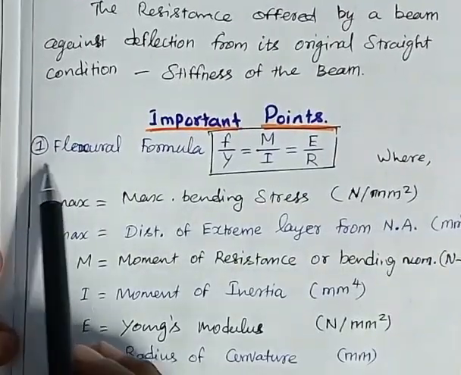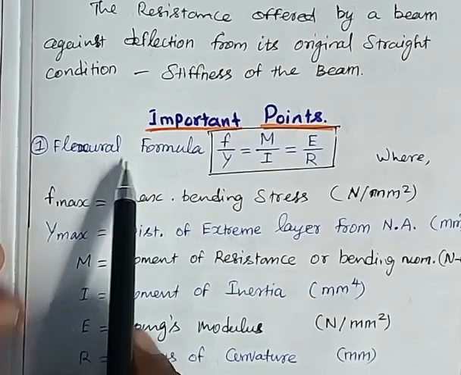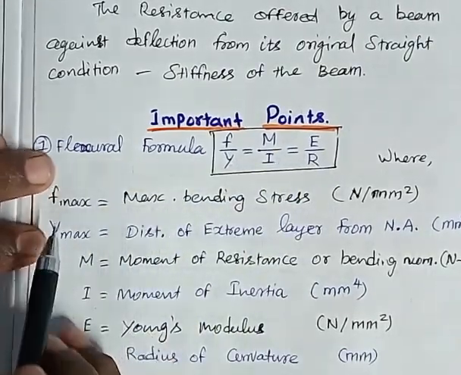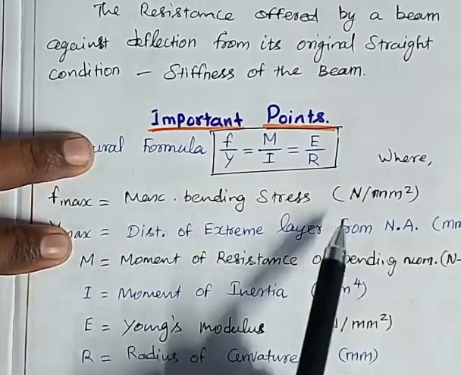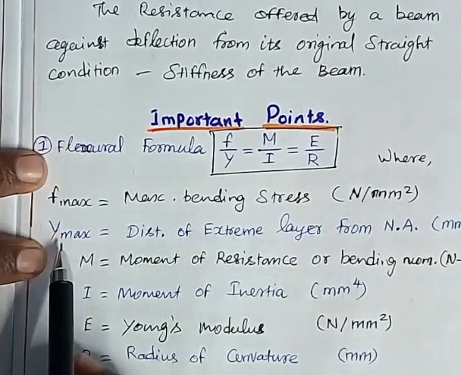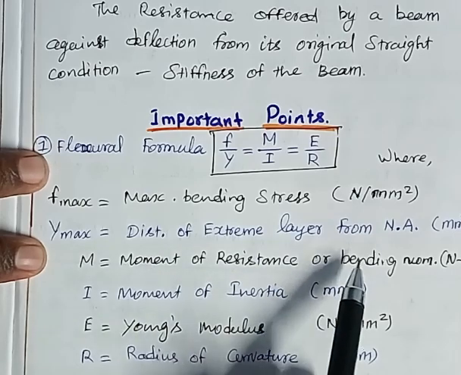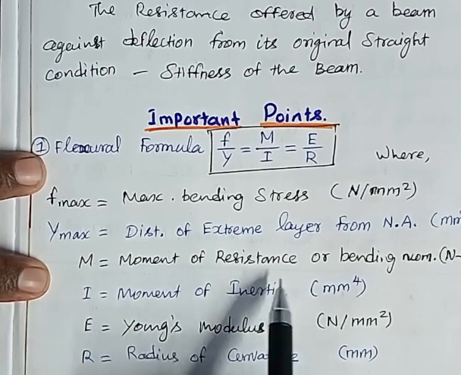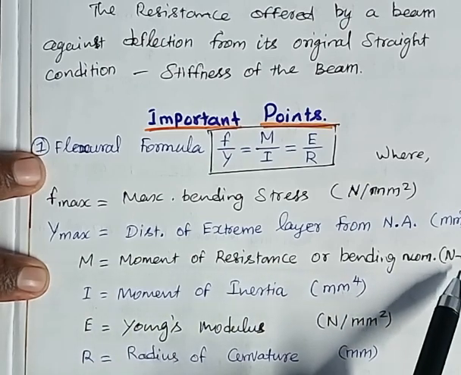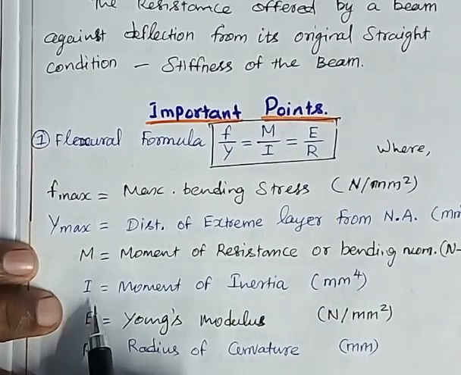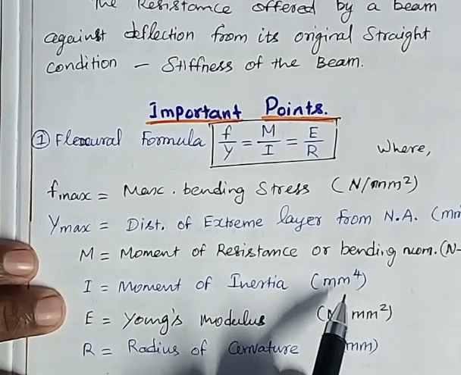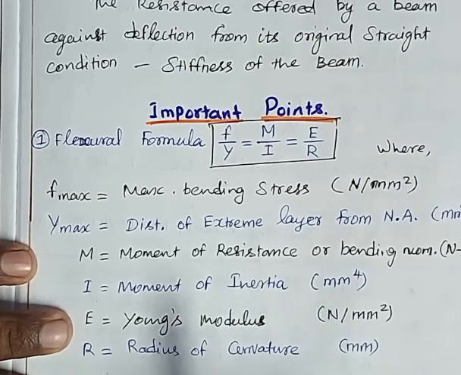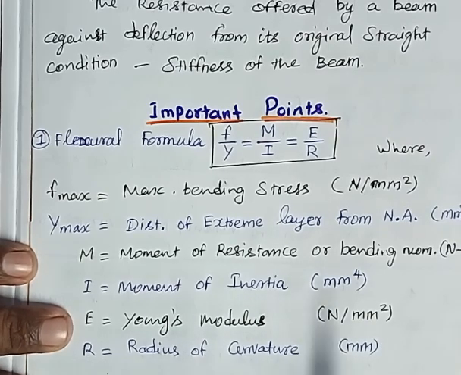Next, important formulas. Flexural formula, we know F by Y equal to M by I equal to E by R. Here F max is the maximum bending stress in Newton per mm square, Y max is the distance of extreme layer from the neutral axis in mm, M is the resisting or bending moment in Newton mm, I is the moment of inertia in mm power 4, Young's modulus E is in Newton per mm square, and R is the radius of curvature.